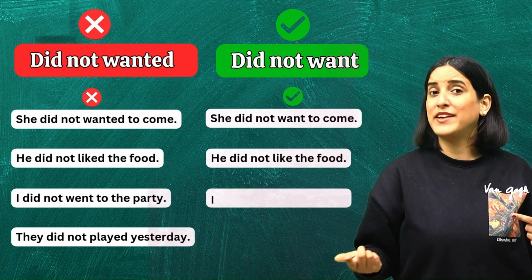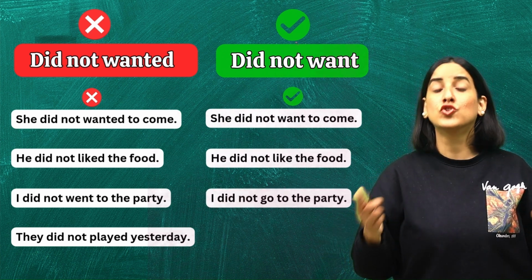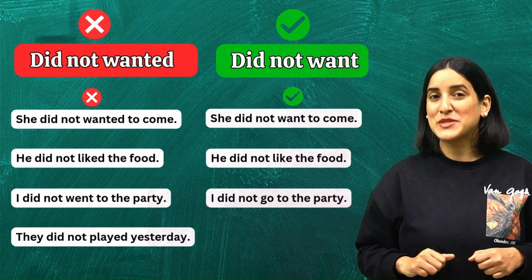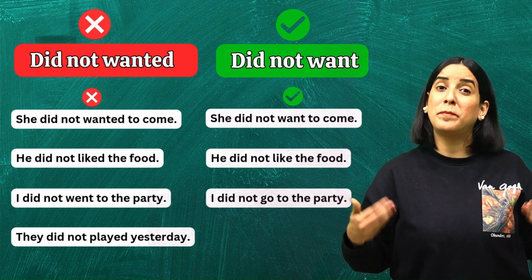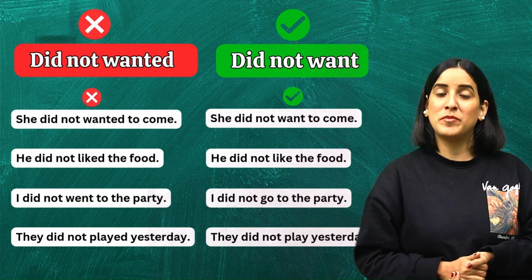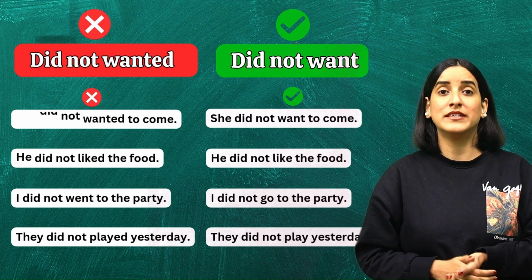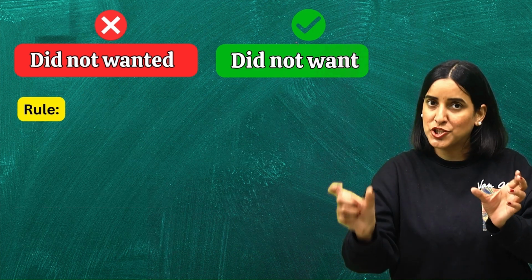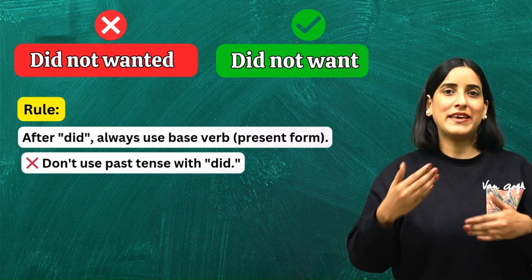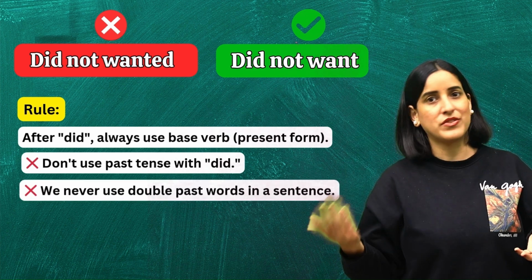I did not went to the party. No, I did not go to the party. What's the first form of went? Go. So I will use go there. Right? They did not played yesterday. No, they did not play yesterday. Yes, I hope you're able to understand. So whenever we have did in a sentence, keep the action word in the first form, in its simplest form. Don't make it in the past form or the third form.